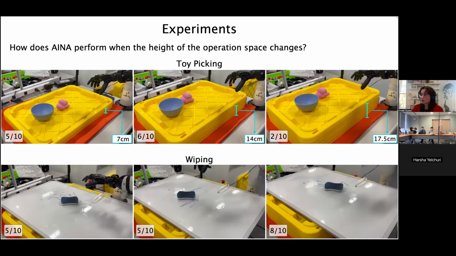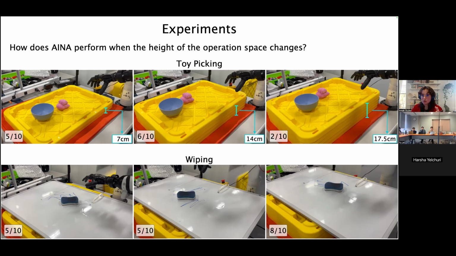Quick question here. Can you give a sense of the scale of the datasets that you're using with the in-scene and the in-the-wild? Like how many demonstrations for each of the tasks are you using? It is 50 demonstrations in the wild and one demonstration in scene, per task. Okay, got it.